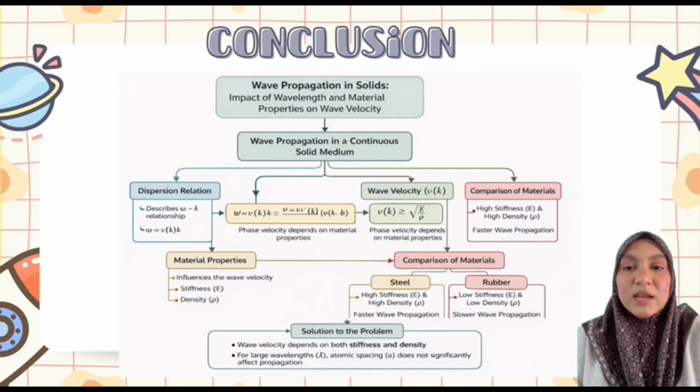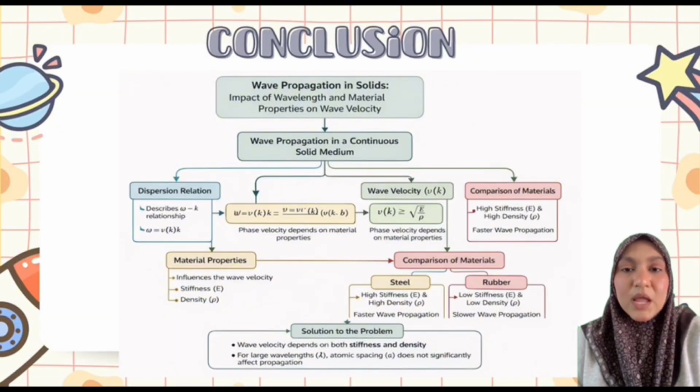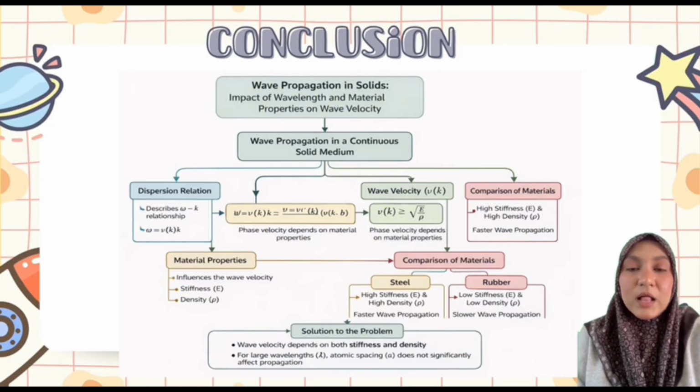Next, I will summarize in the form of a concept map how to solve the problem that has been explained by Victoria just now. Let's walk through this concept map on wave propagation in solids. At the center, we have wave propagation in a continuous solid medium. This is our main topic and we will break it down into key concepts. Firstly, dispersion relation. This describes how the frequency omega is related to the wave vector k. The formula is ω = vk, where v is the wave velocity. This relation helps us understand how waves travel in different materials.